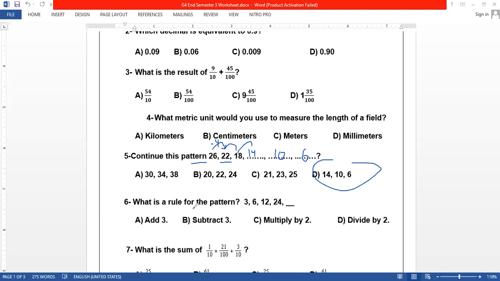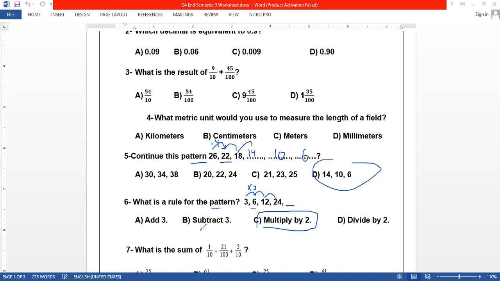What is a rule for the pattern 3, 6, 12, 24? So it's increasing, so it's either adding or multiplying. If we suppose it's multiplying, 3 became 6, so it means we multiplied by 2. Then let's try on the other terms. 6 times 2 equals 12. 12 times 2 equals 24. So as you can see, we are multiplying by 2. If it's increasing, it's either adding or multiplying.